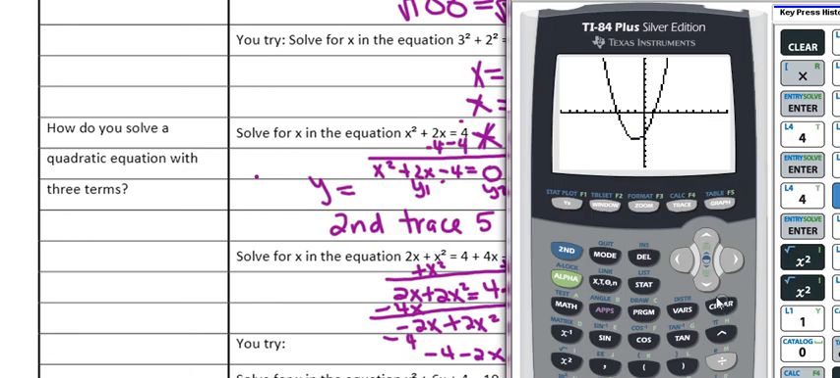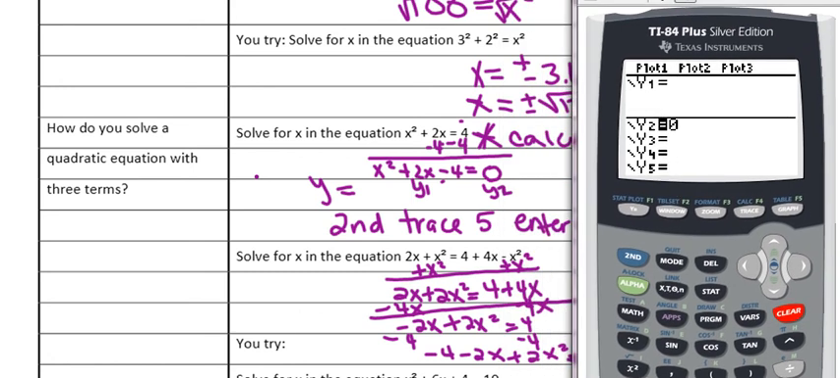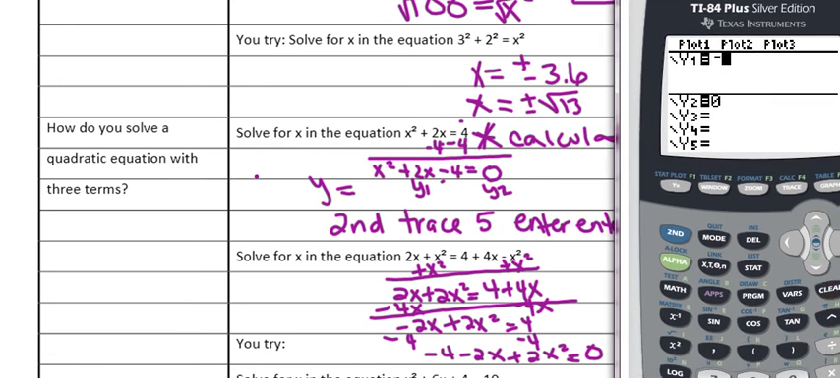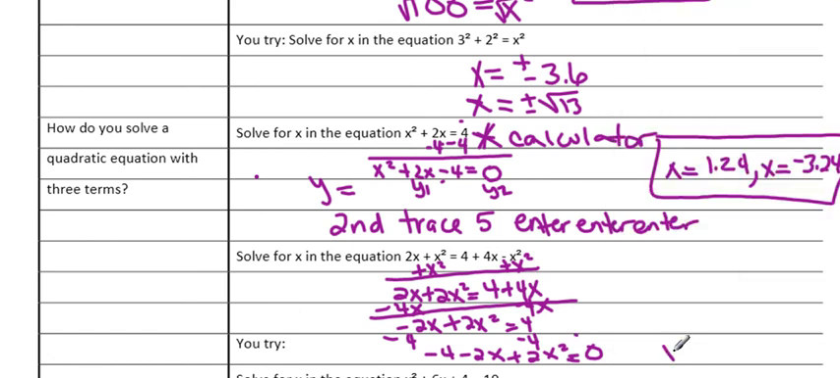Again, I go into y equals and clear out this one. I can keep the y2 as 0, but y1 I need to put in what I solved for 0. So it's negative 4 minus 2x plus 2x squared. I would press graph, and then you'll see how it goes through the x-axis at a positive and a negative. So I press second, trace, 5, and then enter, enter, enter. And this is my negative value. So x is negative 1.